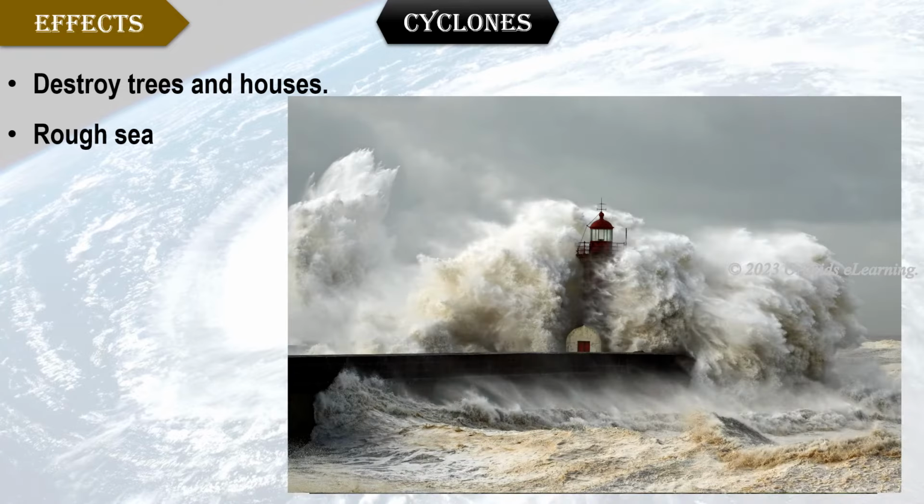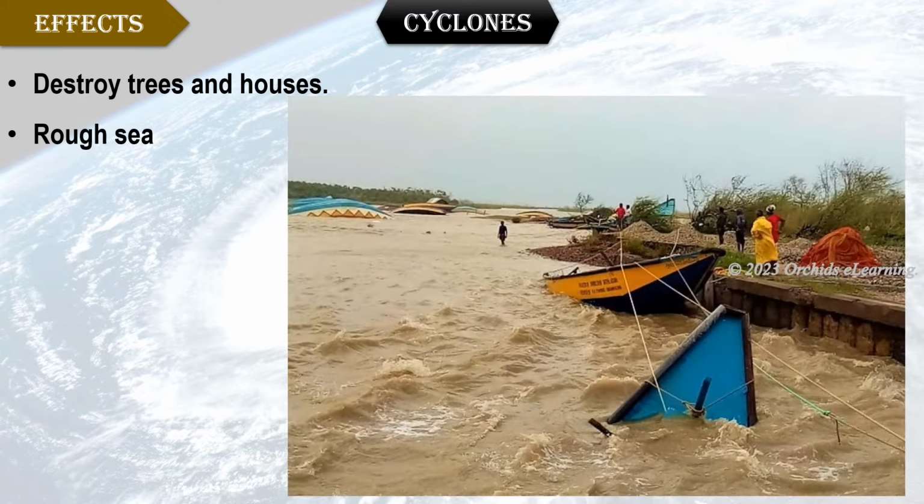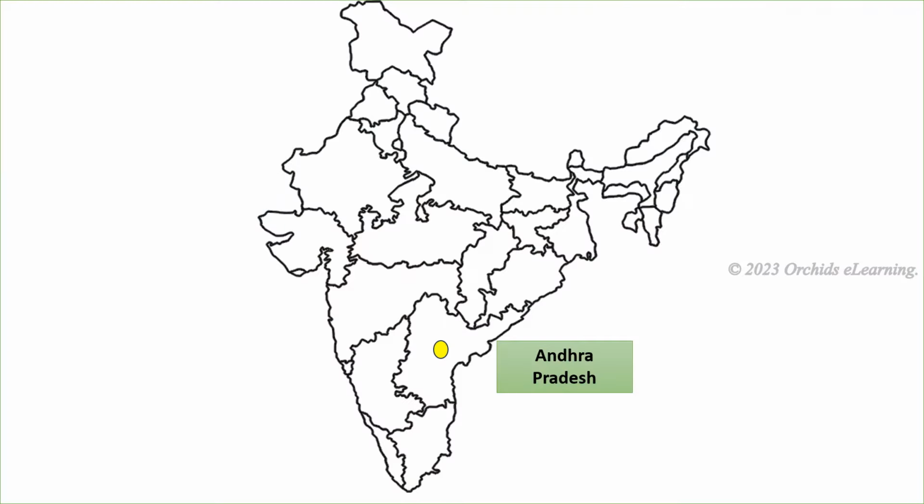Effects. When cyclones reach land, the strong winds can uproot trees and destroy houses. The sea is very rough, and fishermen can drown if at sea. Andhra Pradesh, Orissa, and Tamil Nadu are cyclone-prone areas.